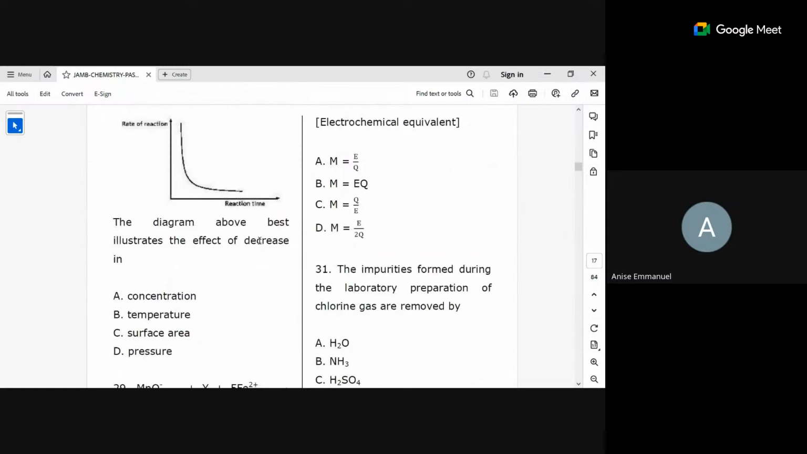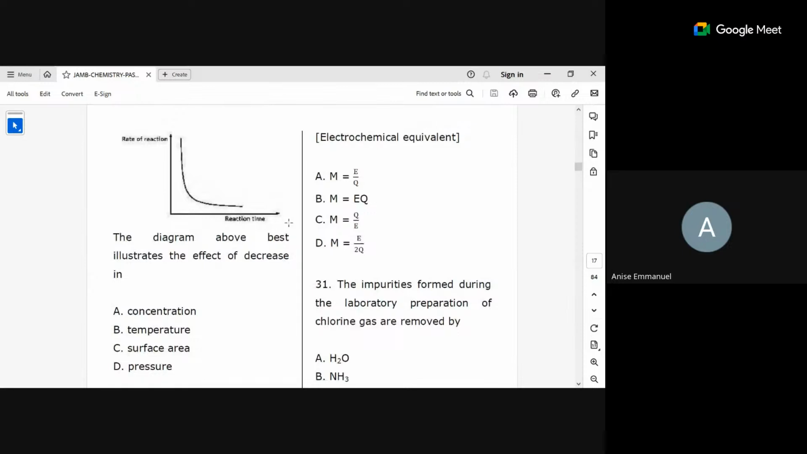Here the answer is concentration. Very, very simple question for us. When we get to 30, we're going to stop because of our time. We're going to be stopping at number 30.